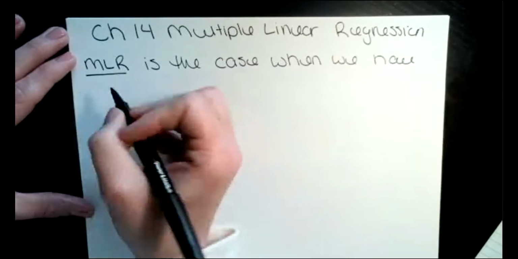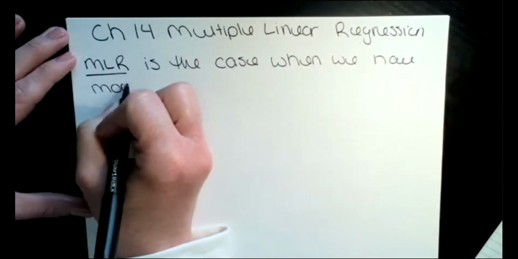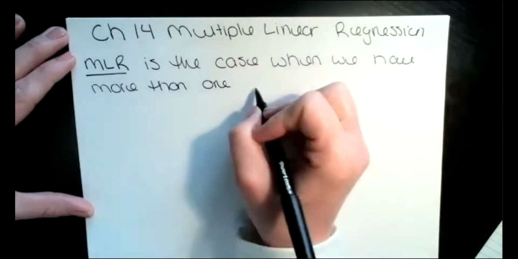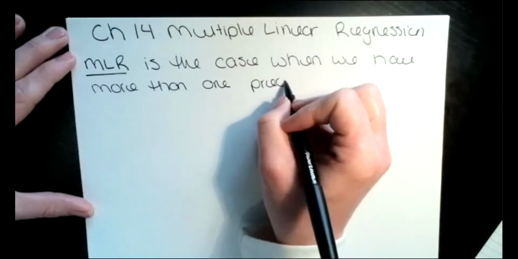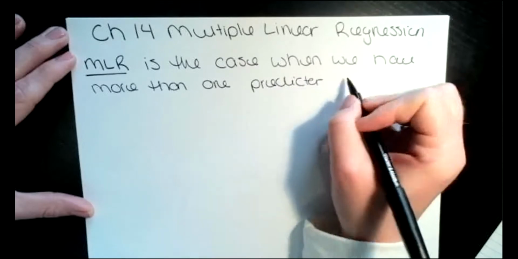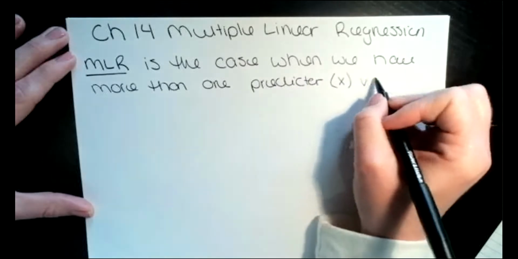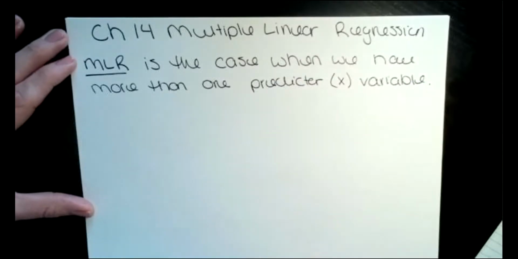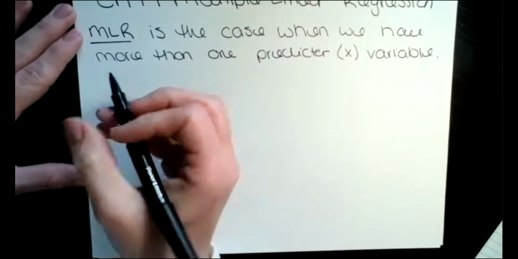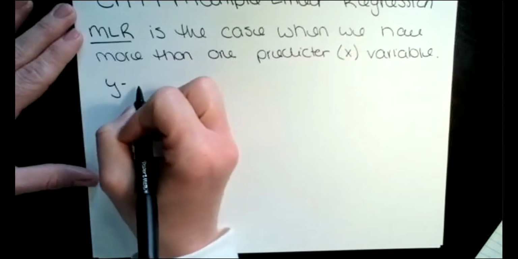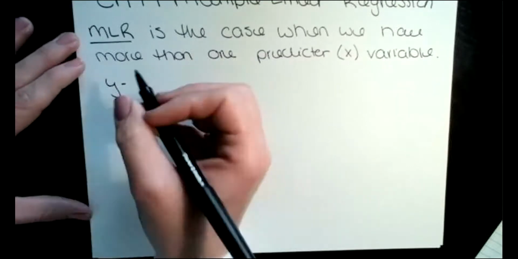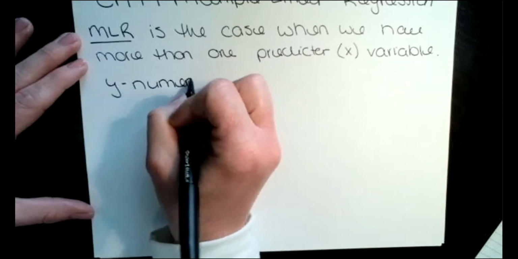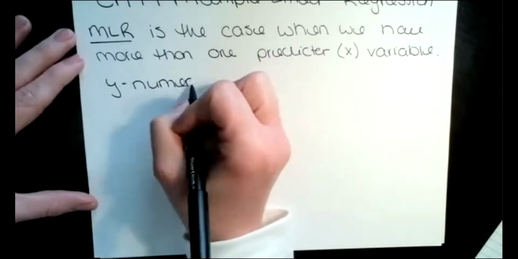when we have more than one predictor, which is my X variable. Okay, so that's the case with multiple linear regression. So we still have our Y variable, and Y is still numerical, okay? We're still looking at all numerical variables right now.